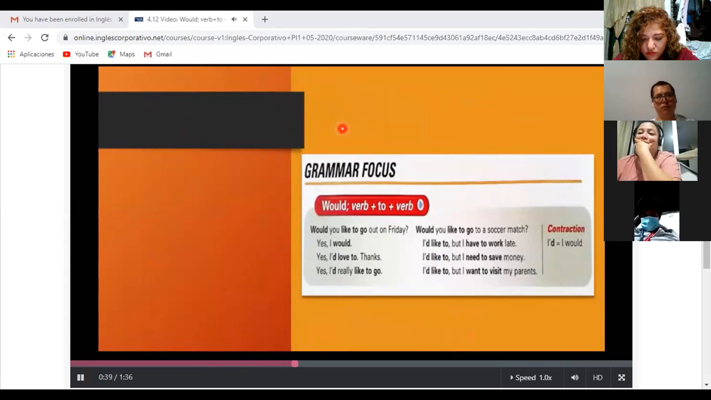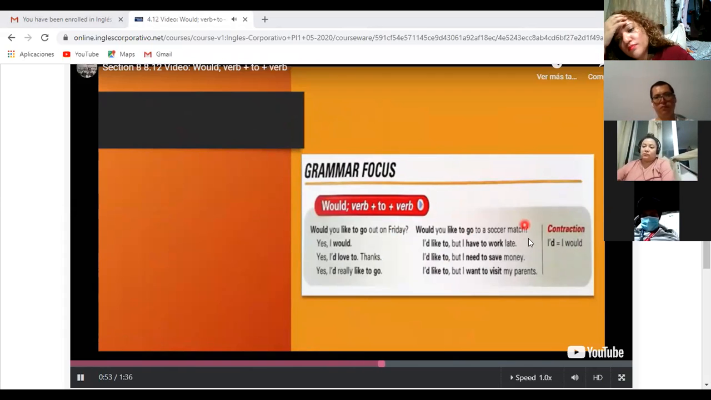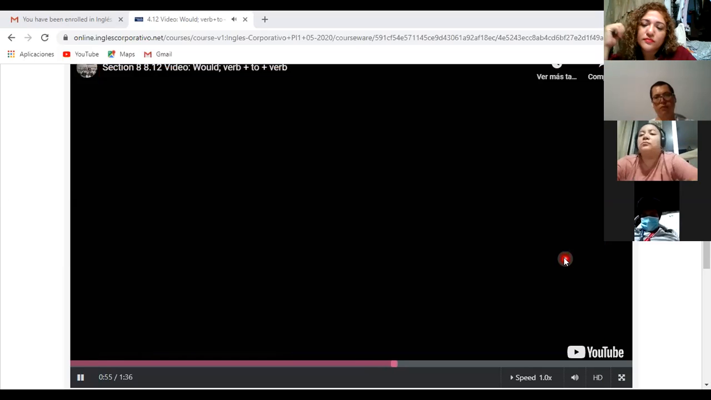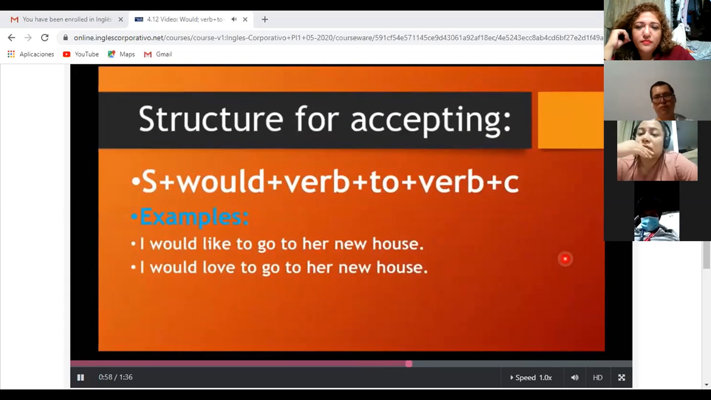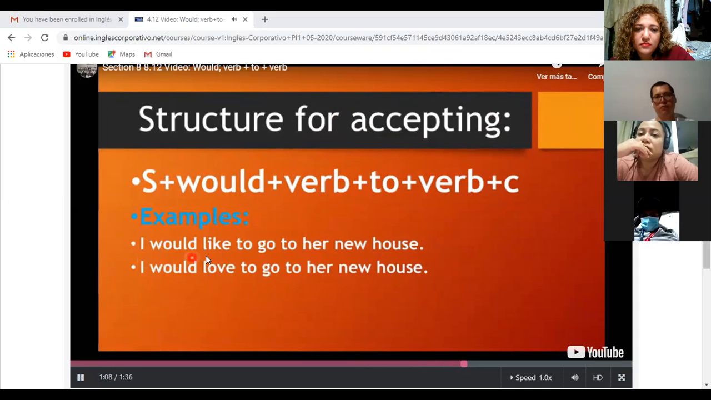Would you like to go to a soccer match? I'd like to, but I have to work late. I'd like to, but I need to save money. I'd like to, but I want to visit my parents. Contraction. I'd equals I would. In order to accept an invitation, we need to follow the structure. Subject plus would plus verb plus to plus verb, plus complement. Examples. I would like to go to her new house. I would love to go to her new house.